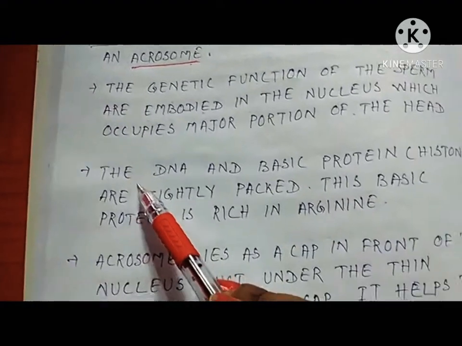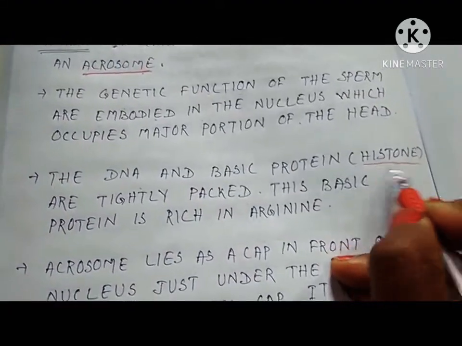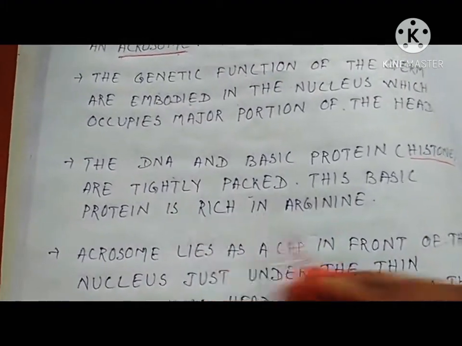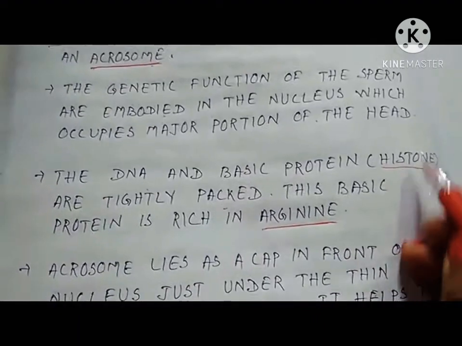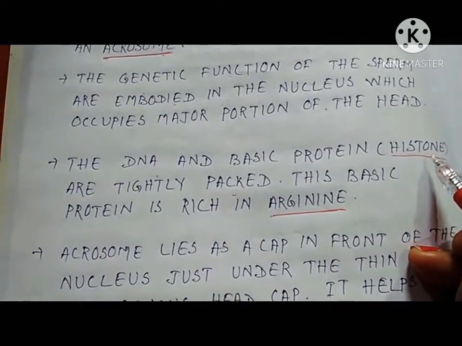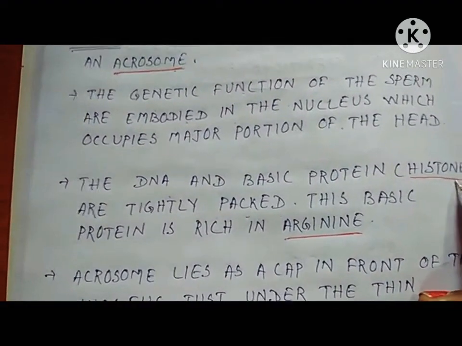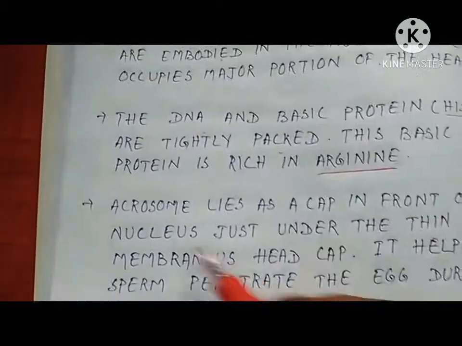The nucleus consists of DNA and basic protein. The basic protein is histone, and they are tightly packed. This basic protein is rich in arginine. Two things are present in the human sperm nucleus: DNA and the basic protein histone, which is rich in arginine.